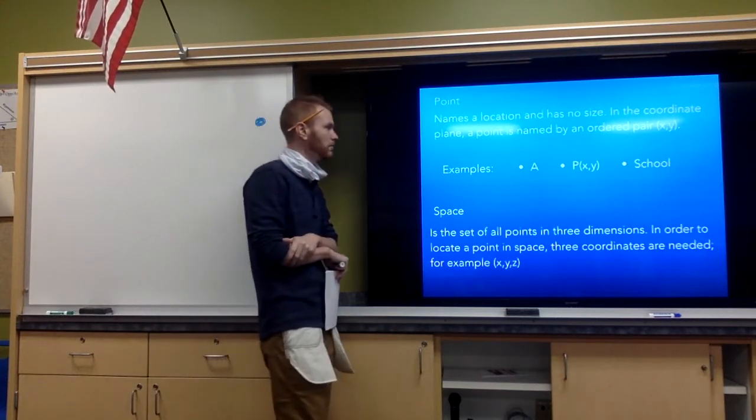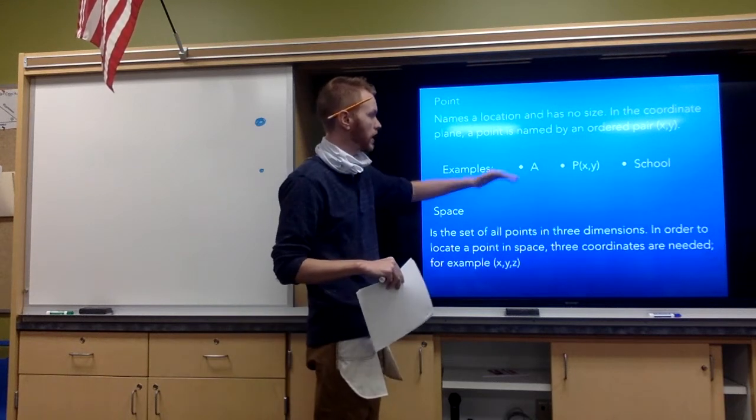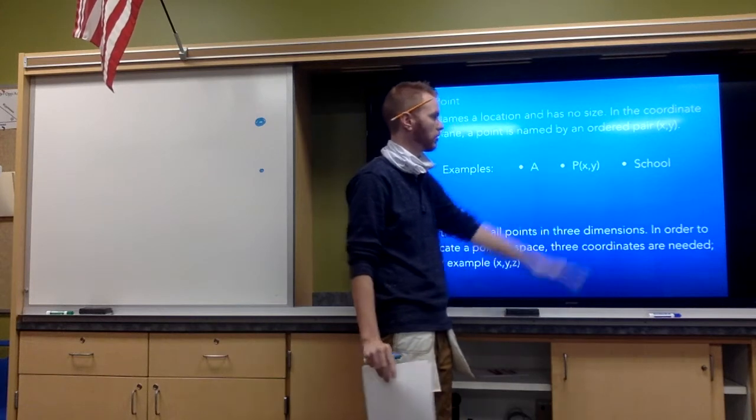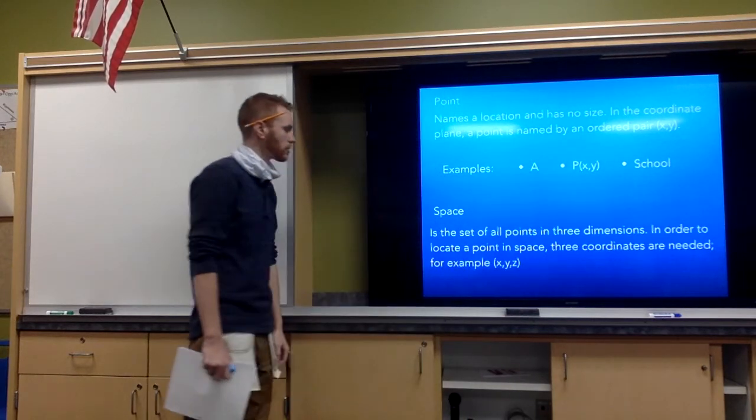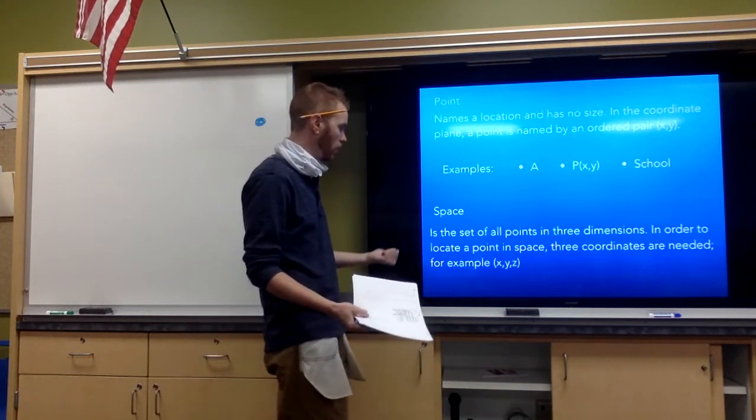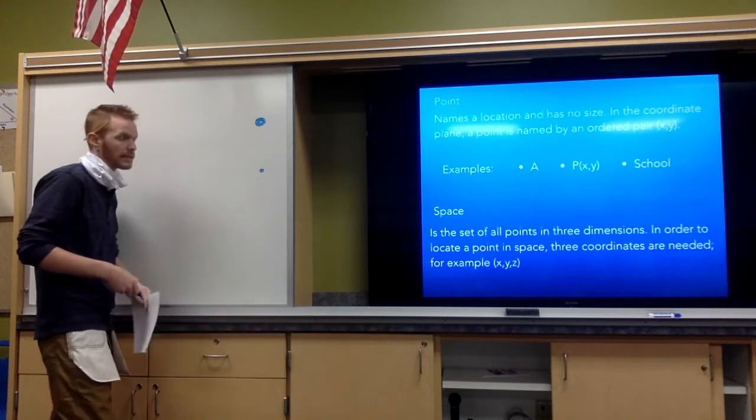In the coordinate plane, we know that a point is represented by an x and y coordinate. So here's some examples of points, just naming something point A by an x or y or by location. A space is a set of all points in three dimensions. And in order to locate a point in space, three coordinates are needed, so x, y, and z.